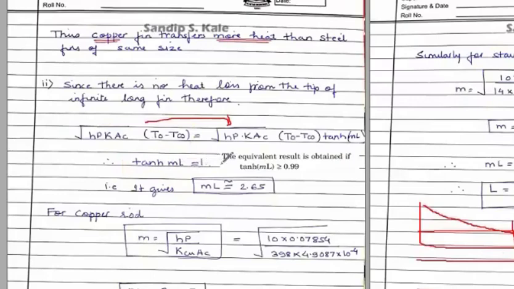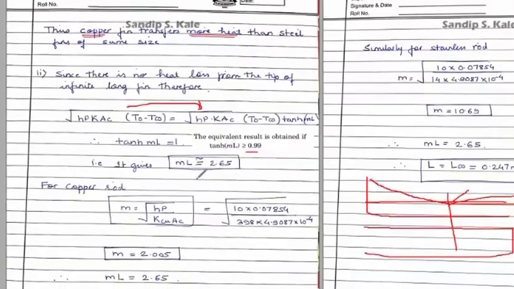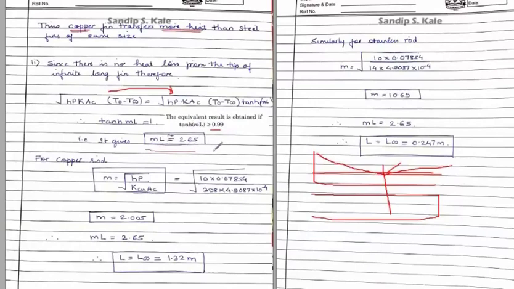infinity. So we do the calculation just before 1, that is, tanh ml should be equal to 0.99. If you do the calculation, you will get the results. So tanh ml equals 0.99. If I take the inverse, tanh inverse, then ml comes out to be 2.65. So this is the value of ml.